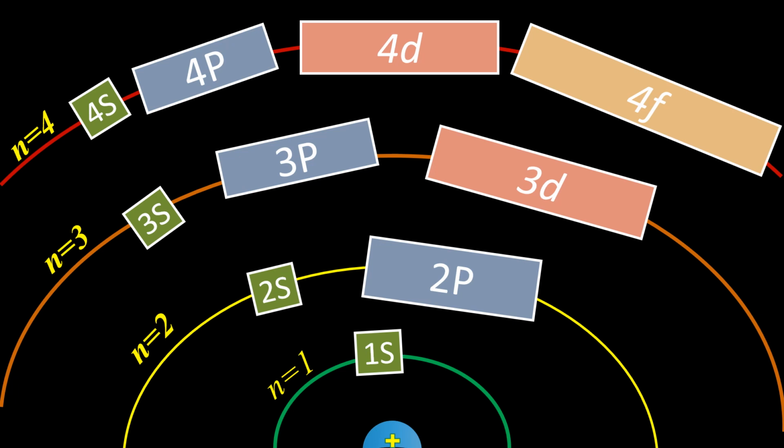Isn't it? n equal to 1 means 1 subshell. n equal to 2 means 2 subshells. n equal to 3 means 3 subshells. n equal to 4 means 4 subshells. All should start from s itself. Suppose it belongs to 1, it means 1s. If it belongs to 2, it means 2s. Third shell means 3s. If it belongs to the fourth shell, 4s. I hope you all understood, children, right? Let's go to the next one.